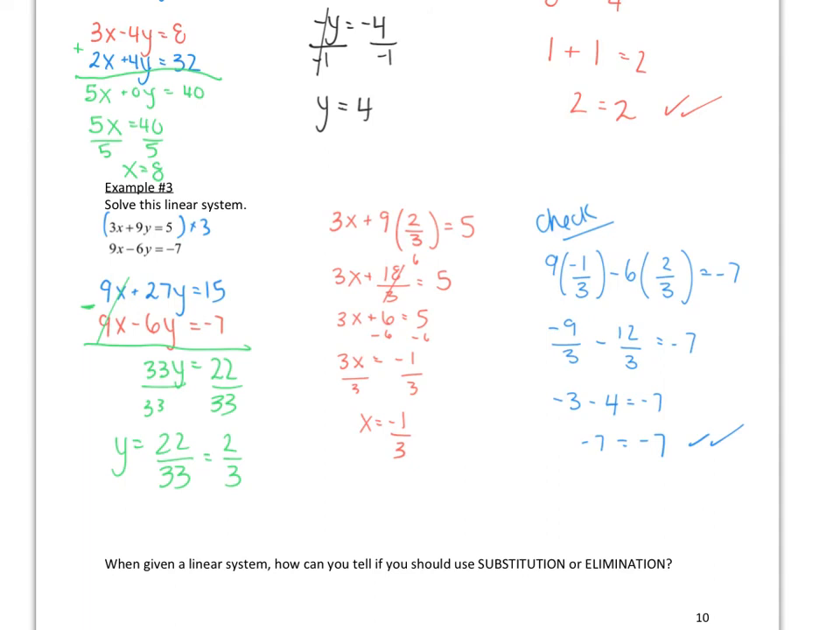So when given a linear system, how can you tell if you should use substitution or elimination? It doesn't matter. Pick whichever suits you if it isn't specified in the question. Do what's easier. Do what's more comfortable. Do what is going to help you get the answer correct.